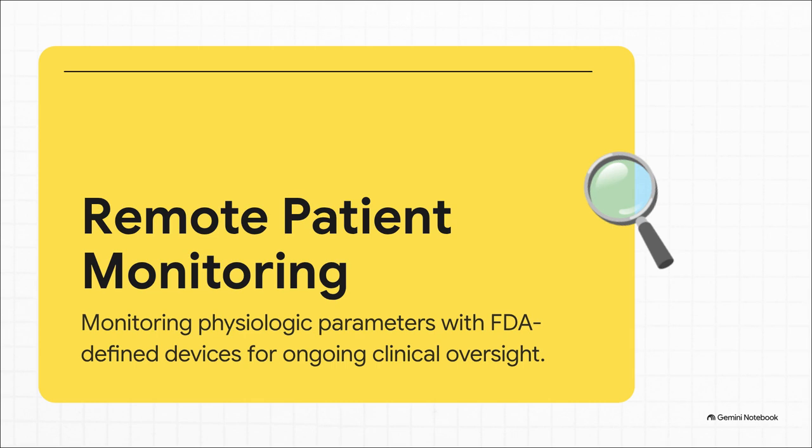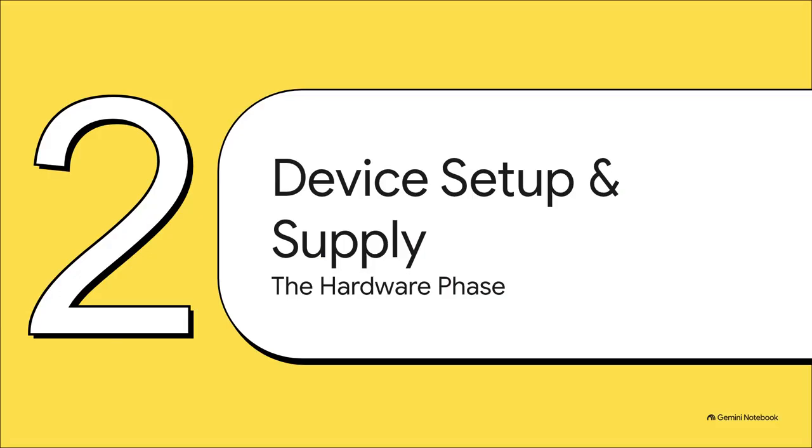And there's another major catch. The device you use must be defined as a medical device by the FDA. If it doesn't meet that FDA standard, it doesn't meet the CPT criteria for RPM. It's that simple. Moving on to Section 2, device setup and supply, or what we like to call the hardware phase.